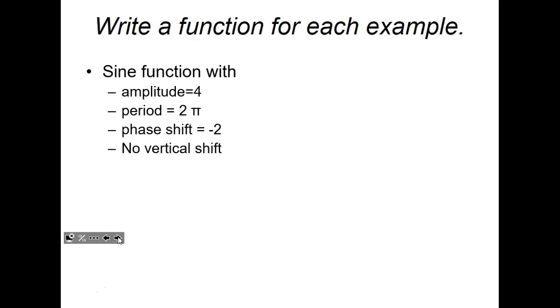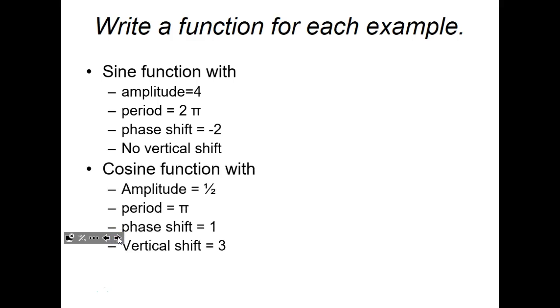So what we're going to do next is write an equation that has these characteristics. We're not going to graph those by hand, so we won't do those last couple slides. If we want a sine function with an amplitude of 4, a period of 2 pi, a phase shift of -2, and no vertical shift, or sometimes they'll say midline, that is y equals 1. Okay? So if we want to do this, we're going to start with y equals sine of x.